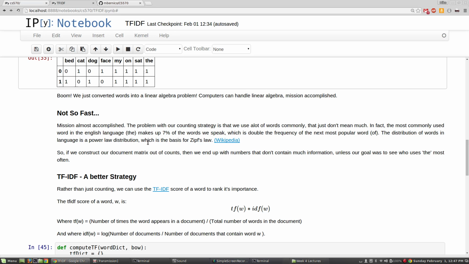The distribution of words in language is called a power law distribution, which is the basis for Zipf's law. Here's the link in Wikipedia. By the way, you can get this document off of my GitHub.